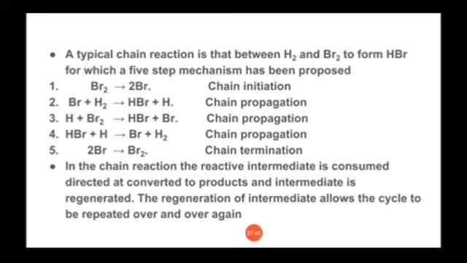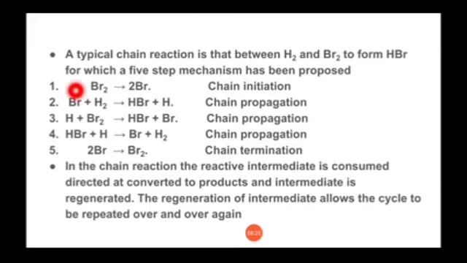Now here, to understand chain reactions, we'll take a typical chain reaction: H2 plus Br2 to form HBr, for which a 5-step mechanism has been proposed. You know the basic reaction: H2 plus Br2 will give you 2 moles of HBr. But to carry out this reaction, it actually has a 5-step mechanism. So which are the steps?